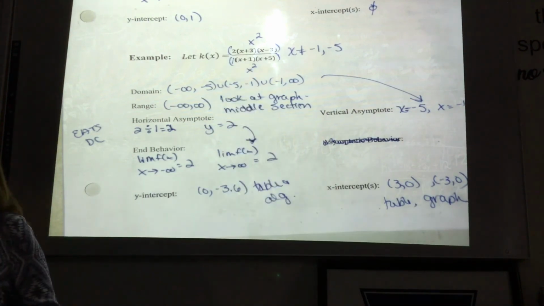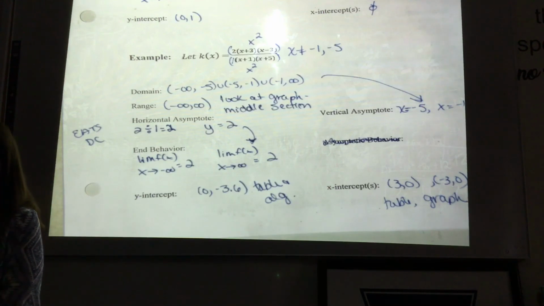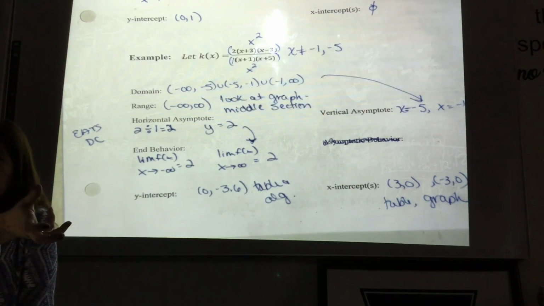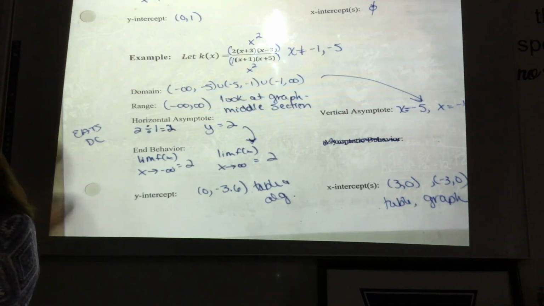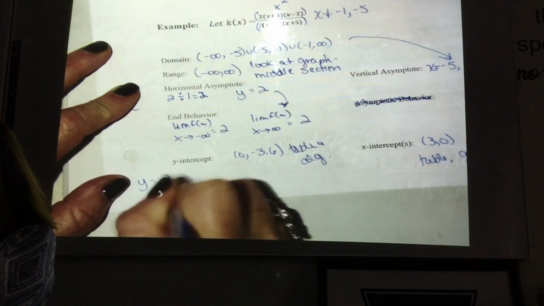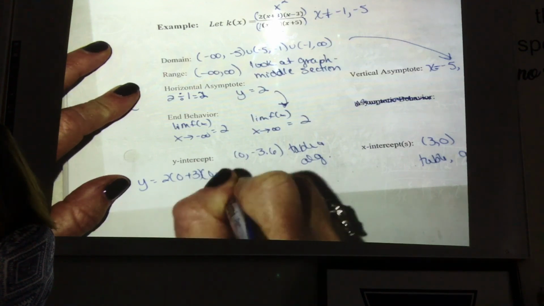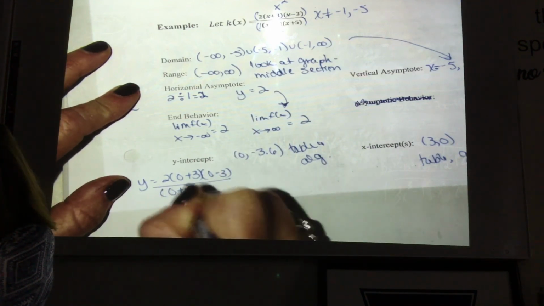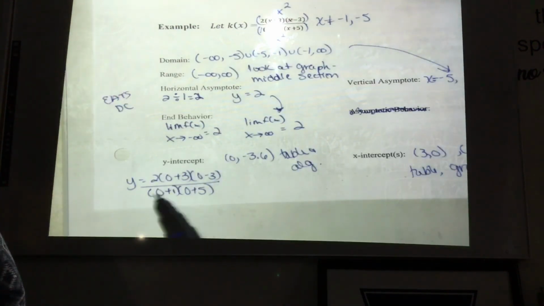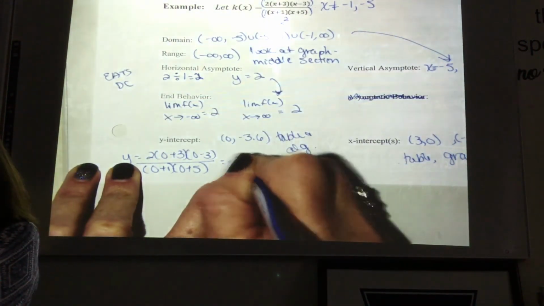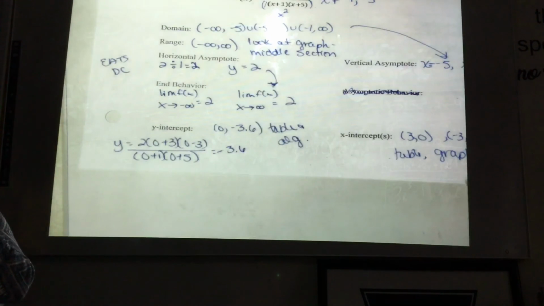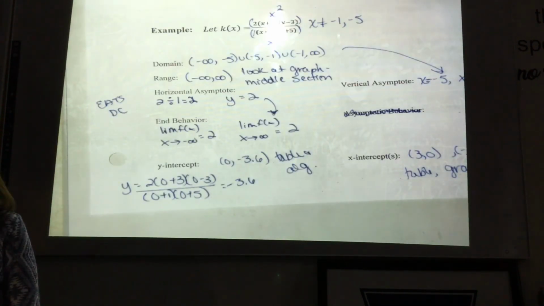Absolutely. If you plug in your x, remember x is your domain, x is your input. If you plug in x as 0, what comes out? My y, my range, my output. So if I plug in 0, guess what that equation would equal? Negative 3.6. So you could do that algebraically as well. It would be on the test.